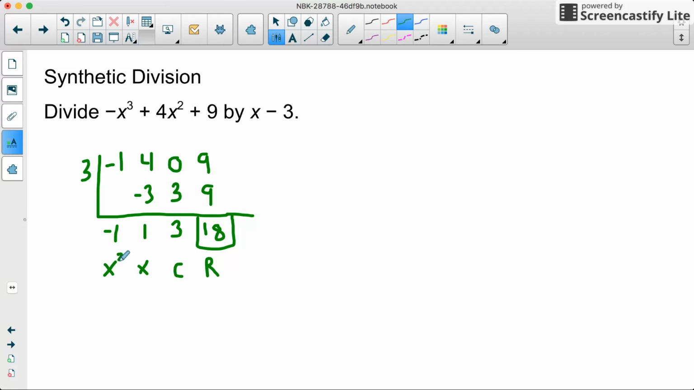And if I was going to write my answer out, it would look like this. Negative x squared, or negative 1x squared, plus x plus 3 plus 18, and I'm putting 18 over my divisor. So 18 over x minus 3. And that's it.